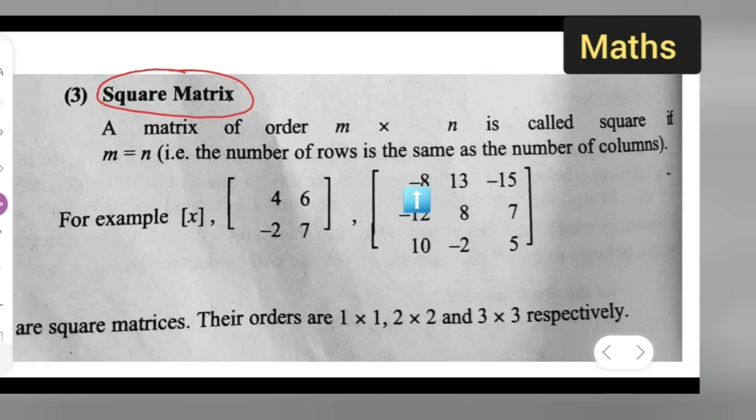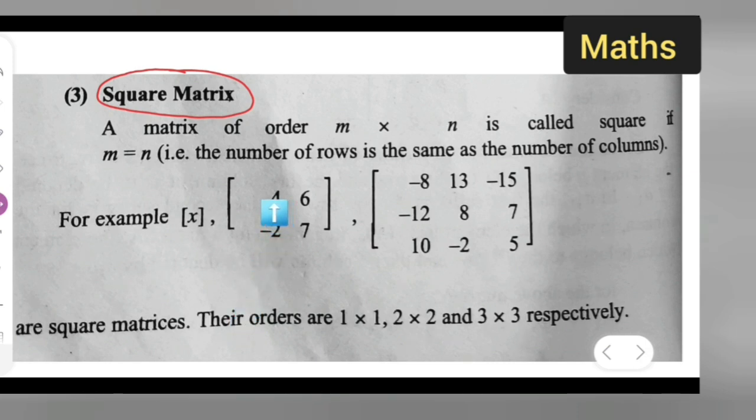You can see this is horizontal, and minus 8, 13, minus 15 are horizontal, which means they are rows. When we talk about the columns, minus 8, minus 12 and 10 are the columns. So 1, 2, 3, 1, 2, 3. Here rows and columns are the same, so this is an m into n matrix. Now these are square matrices because they have an equal number of rows and an equal number of columns.